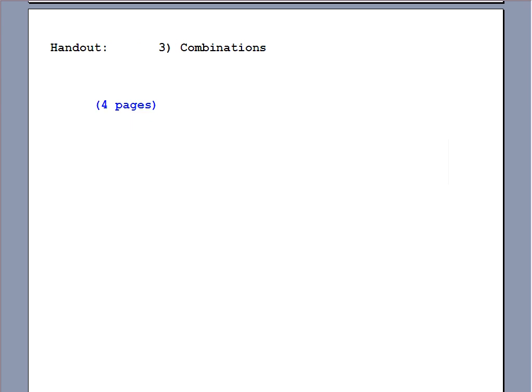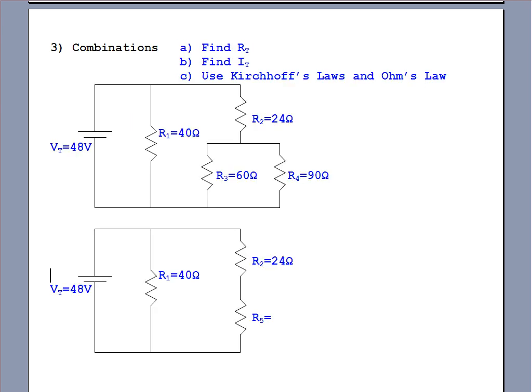Okay. Now, you've got this handout with this set of combinations here. The first combination is going to take us 5 pictures to get right. It's 48 volts. And then there are 4 resistors, and it's not just series and it's not just parallel. It's some sort of interesting combination of the two.